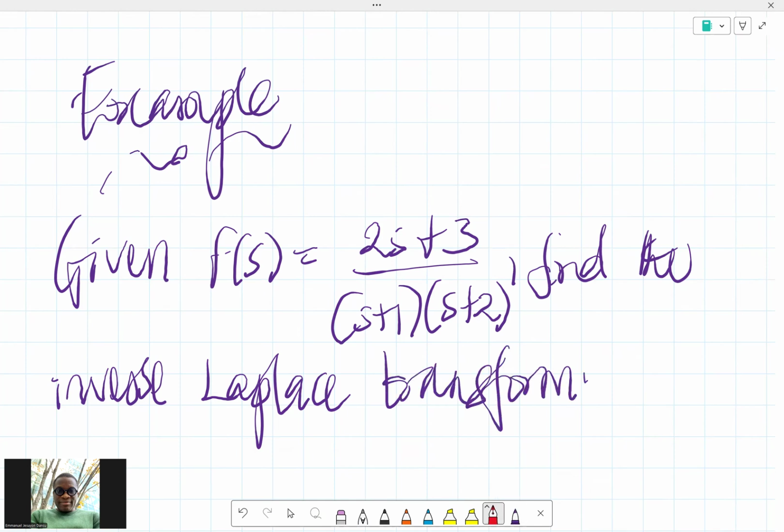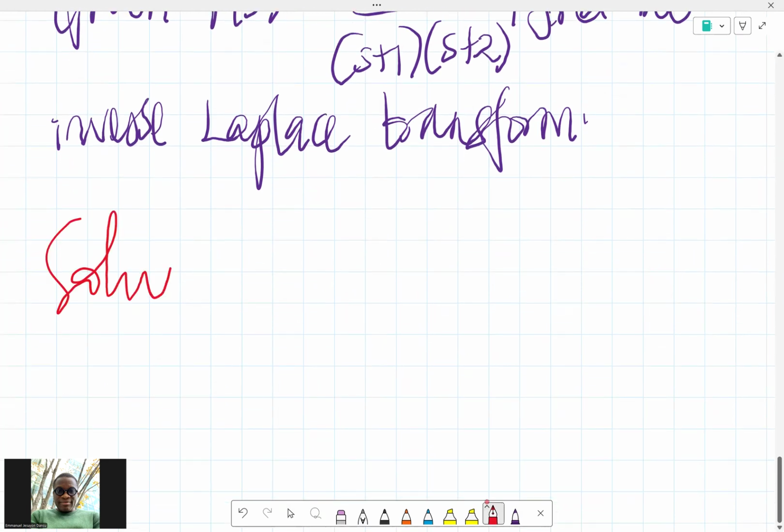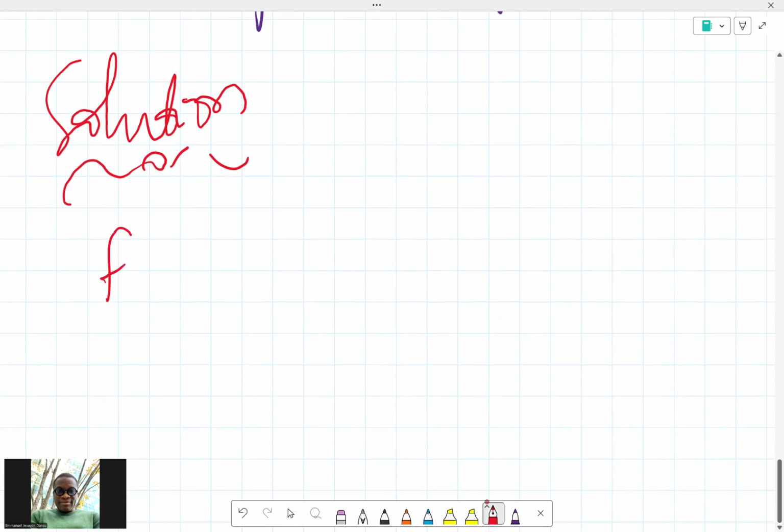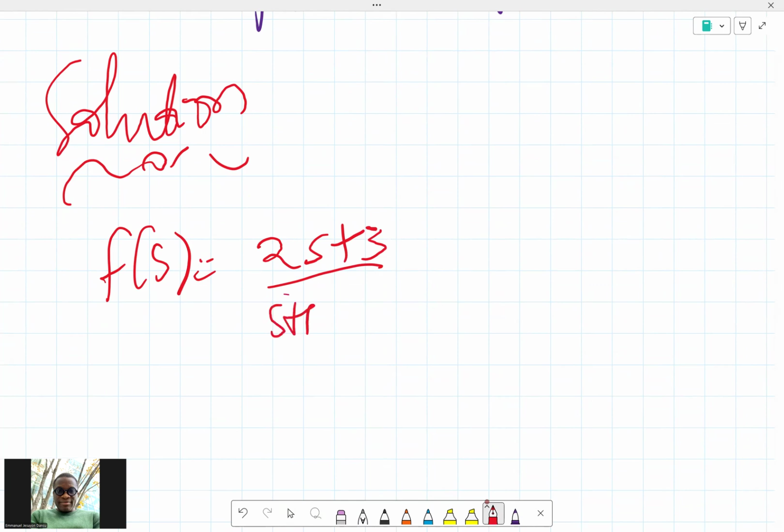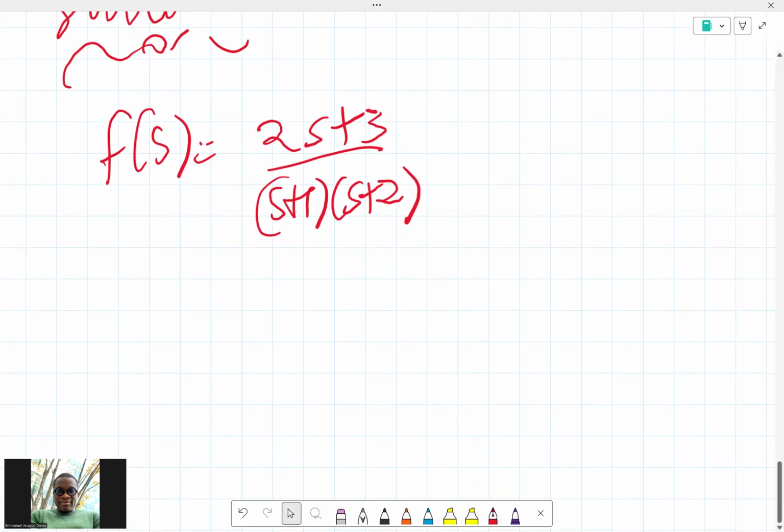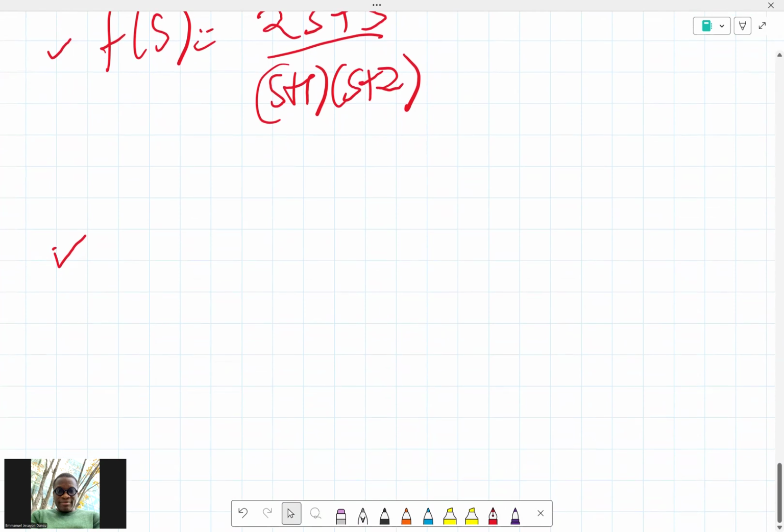Okay, so let's go for that. Solution. The first thing is to factor the denominator. We have f of s equals 2s plus 3 all over s plus 1 into s plus 2. It's already factored, so we don't worry. If it wasn't factored, we would have had something like s squared plus 3s plus 2. But now we have it already factored, so no worries. So this is the first thing we do. The second thing we do is to decompose into partial fractions.